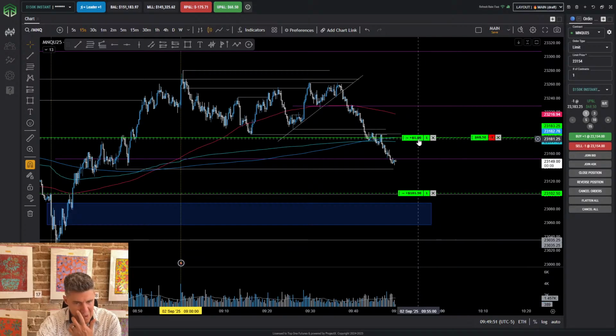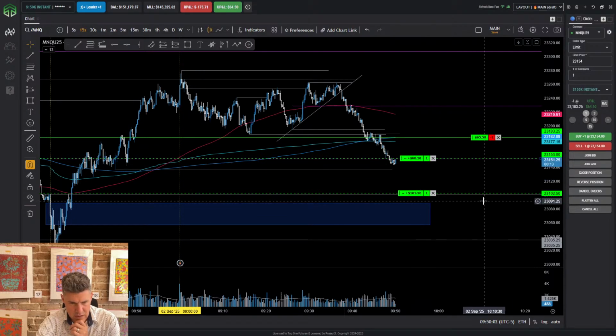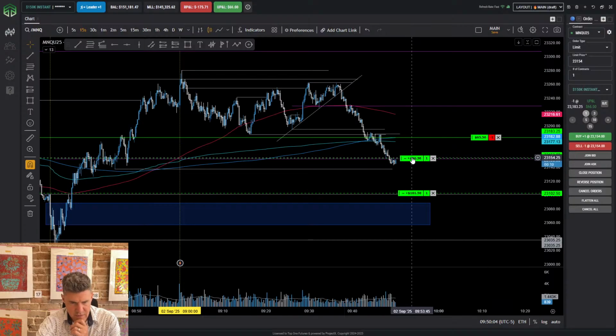Hmm. I don't know, man. Maybe I should take this. I don't think I should let it retrace all the way back up there. If anything, I should re-enter. I want it to fail from this 50 or I'm out.